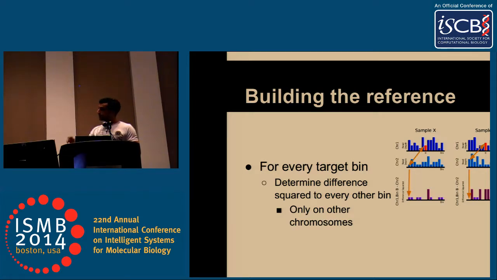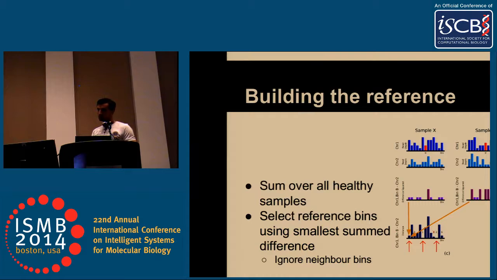So you do this over all your healthy samples, and you can add the different values together, and you end up with a sequence of values that tells you which bins are most alike and which are not. So in this example, we could simply pick, for example, the first bin, because it has very small values, so it's behaving very much alike. This bin in chromosome 2 is behaving very much like the red bin in chromosome 1 in the middle.